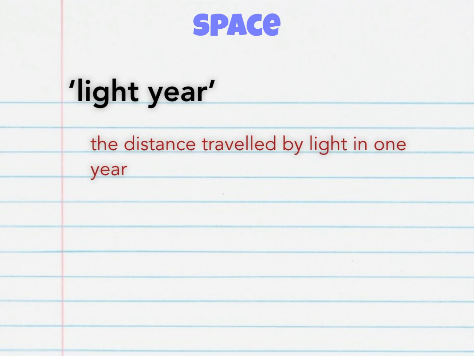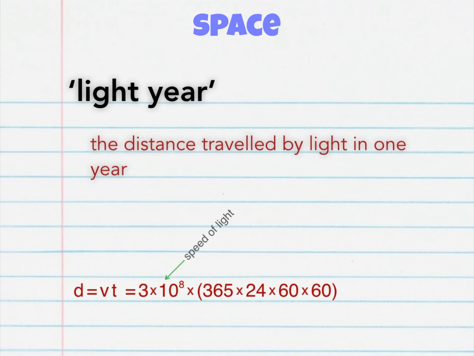I'll go on then. So we use this equation, distance d equals speed v multiplied by time t. That gives us 3 times 10 to the power of 8 multiplied by 365 times 24 times 60 times 60. If you're not sure where these numbers come from, that's the speed of light multiplied by the number of days in 1 year times the number of hours in 1 day times the number of minutes in 1 hour times the number of seconds in 1 minute.